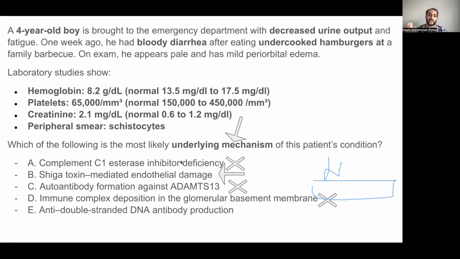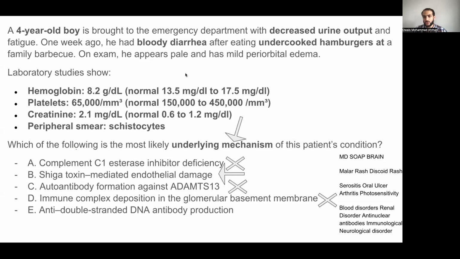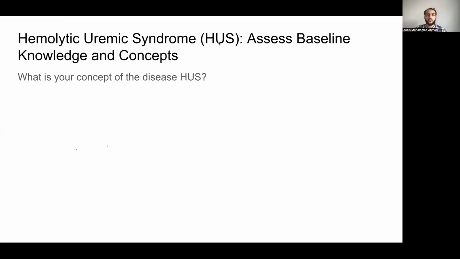And then I would ask him about anti-double stranded DNA over here. Hopefully he would say that we're going to be getting lupus. And I would go through all the symptoms of lupus with him over here. As we know, lupus has a mnemonic, which I've mentioned here, MD SOAP BRAIN. So MD, malar rash, discoid rash, and we have other parts of MD SOAP BRAIN, which this patient does not have. So that's an overview of how I would go about a question.